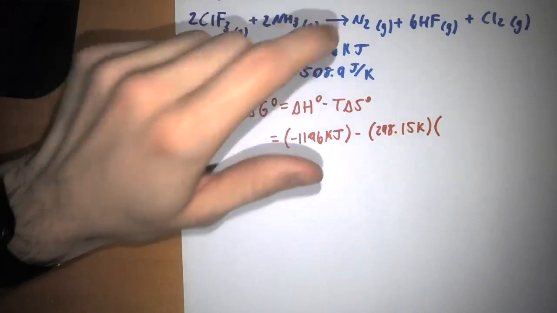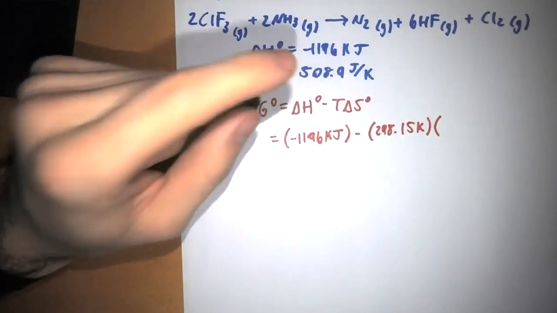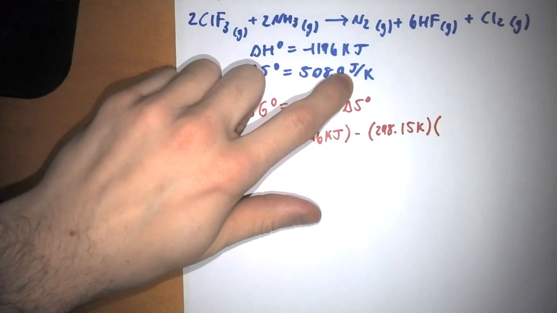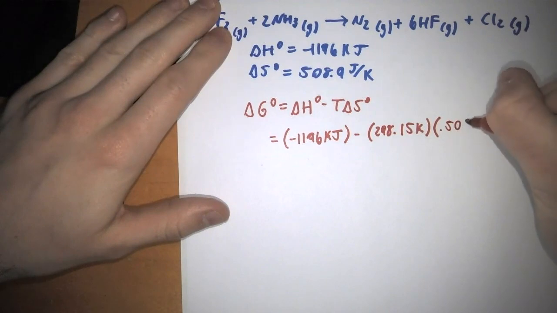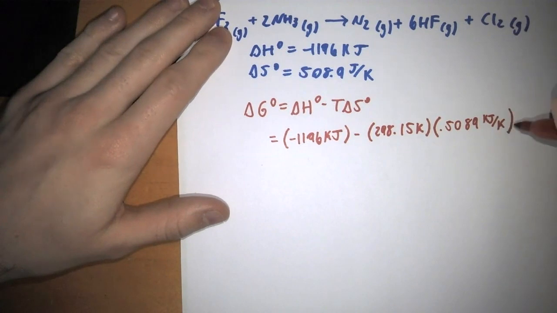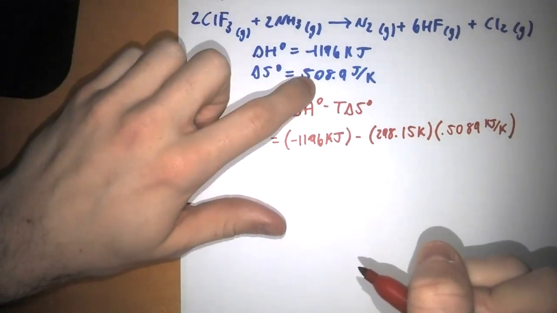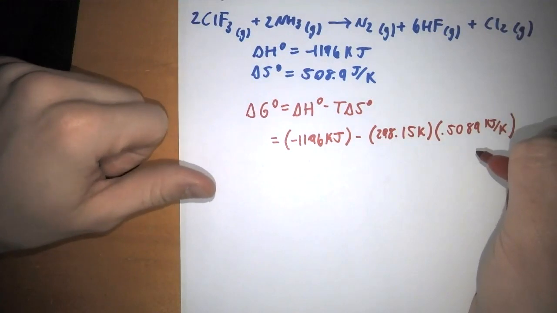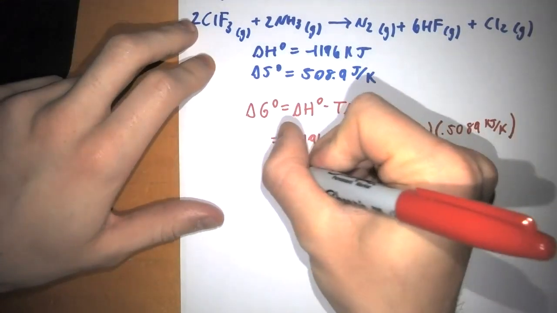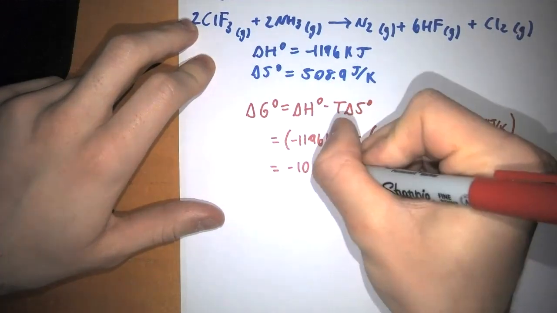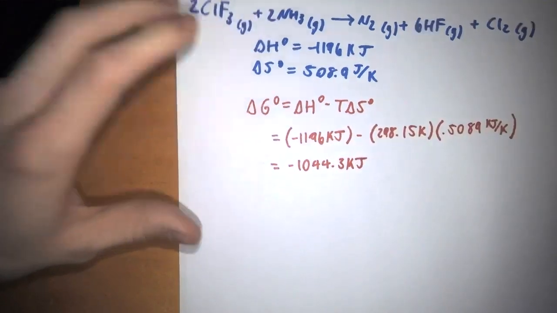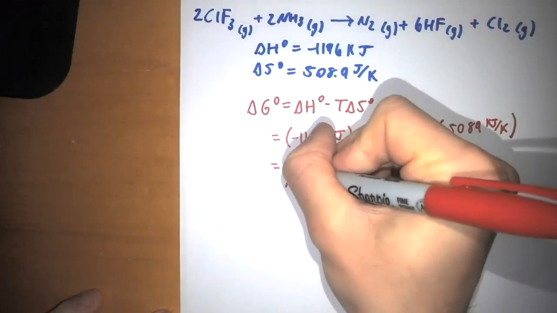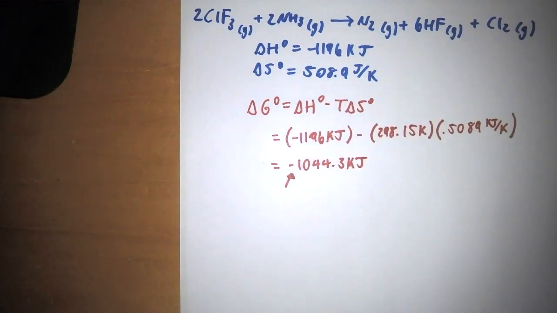I've already decided that the garnish on my steak is going to be in kilojoules. So when I'm cooking the steak, it needs to have kilojoule units. So as a kilojoule value, that's just 0.5089 kilojoules per degree Kelvin, right? 508.9 divided by 1,000 is 0.5089. Now we solve this, and we get negative 1,044.3 kilojoules.